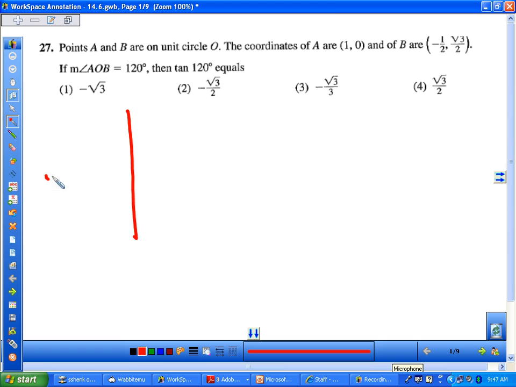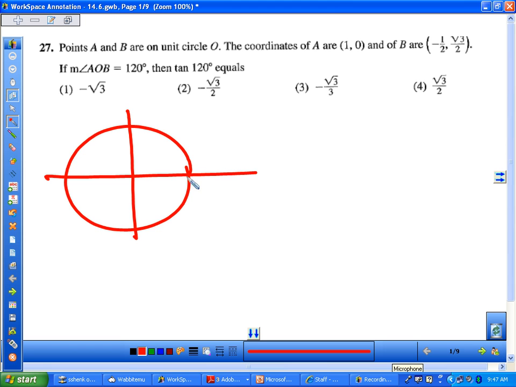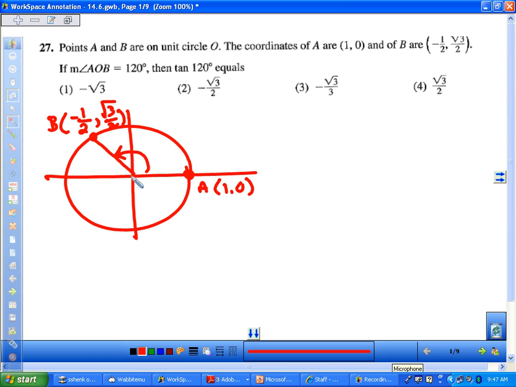So let's quickly sketch this out. So here's my unit circle. Here's the point A at 1, 0. What quadrant would point B be in? Negative, positive? Would be over here in quadrant 2. So right here is going to be B at negative 1/2, radical 3 over 2. So here is then that angle AOB. And they say that the measure of angle AOB measures how many degrees? So this is a 120-degree angle down here. And ultimately, then what they're asking me for is the tangent of this 120-degree angle.